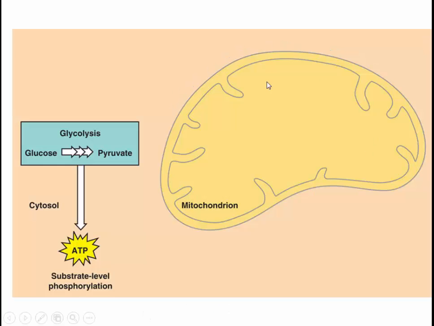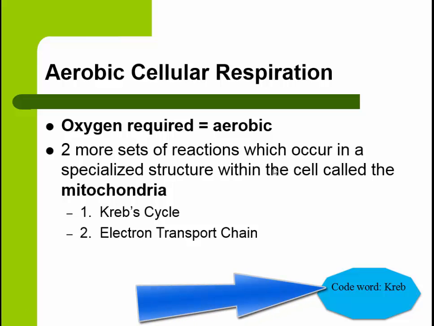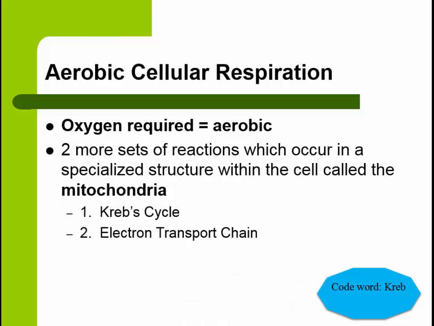So this is just another picture here. So we have glycolysis, which takes that glucose, that 6 carbons, and breaks it down to the 2 3-carbon pyruvate molecules. So we get some ATP here, but now this is going to go into our mitochondria and get even more ATP. So if we look at aerobic cellular respiration, okay, so that means oxygen is required.